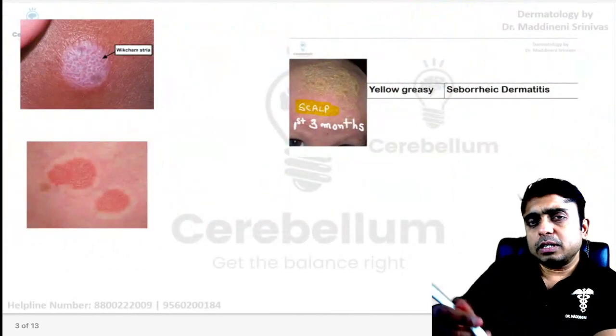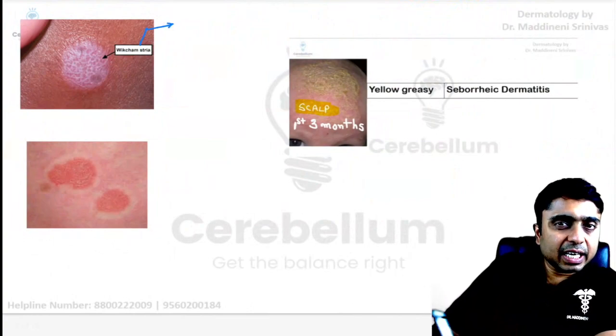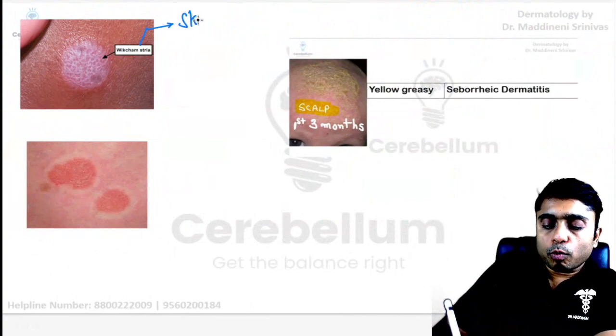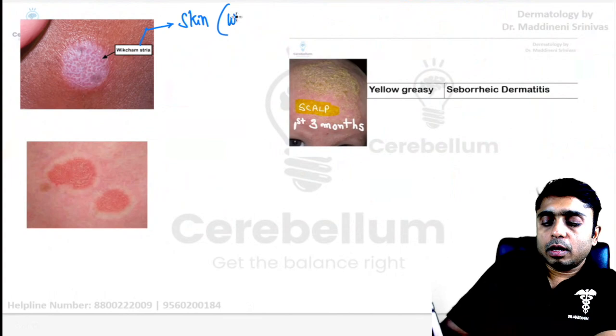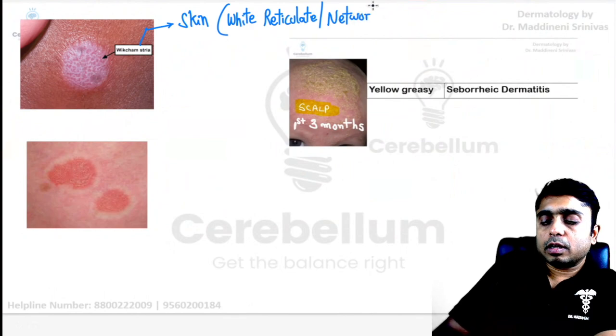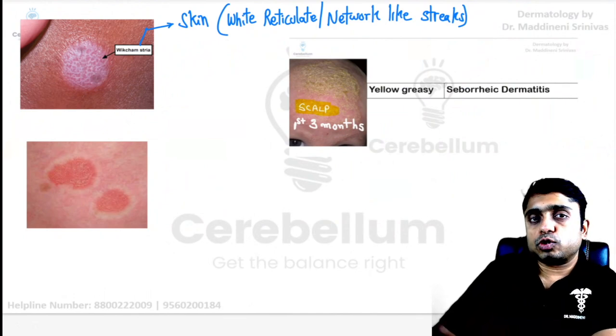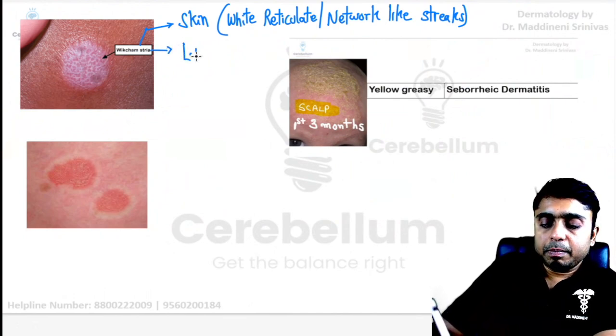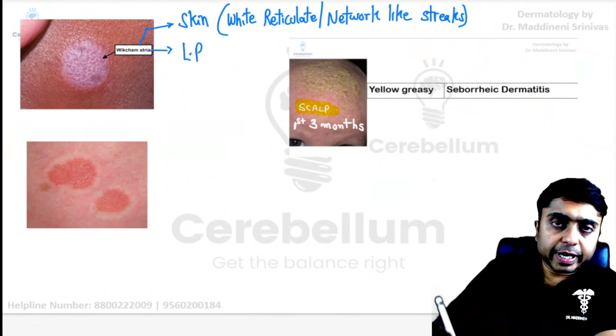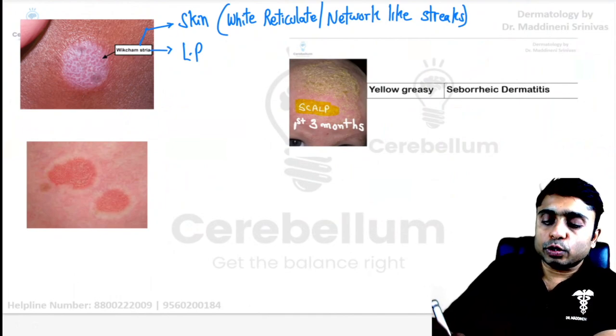Coming to the other options, Wickham's striae are going to clinically manifest over the skin in the form of white reticulate or network like streaks over the skin, and also the mucosa can have these, and this is classically seen in lichen planus. And the underlying reason for the Wickham's striae is the hypergranulosis seen on histopathology of lichen planus.